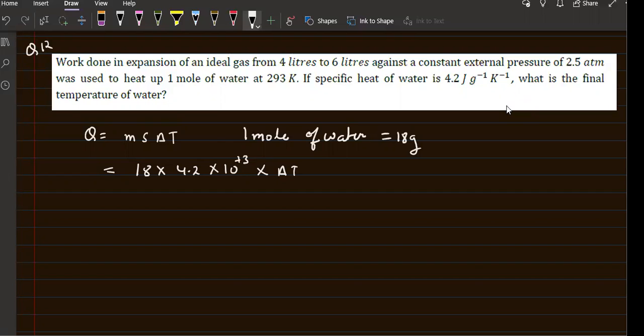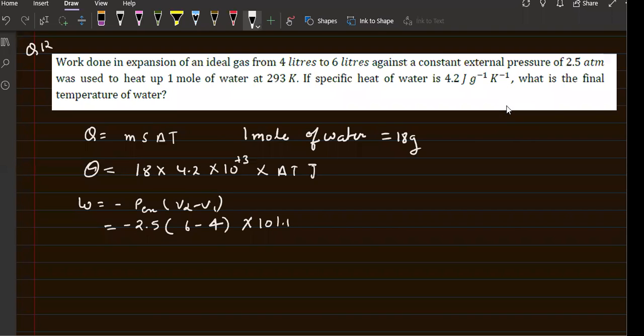So we know that work done is given. Work done is minus P external into V2 minus V1. And external pressure is 2.5 atm. So minus 2.5 into V2 is 6 minus V1 is 4. Now since it is atm liter, we have to convert into joule. So into 101.3, because this Q is in joule, so this should also be in joule. Yes, everyone, got this? And we know that Q is equal to minus W. So it should be equal to 2.